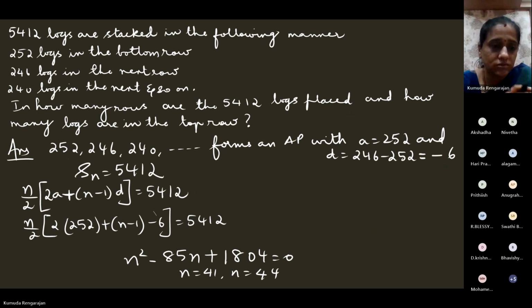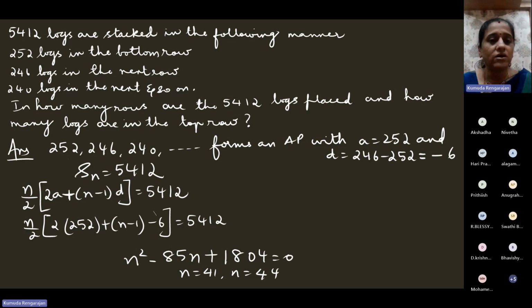Okay, so the first few lines of the question. 5,412 logs are stacked in the following manner. Logs of wood. 252 logs in the bottom row, 246 logs in the next row, 240 logs in the next row, and so on. So in all, there are 5,412 logs.